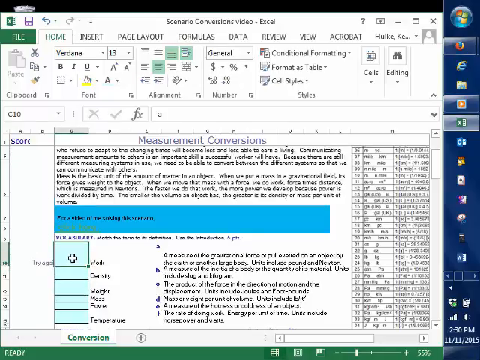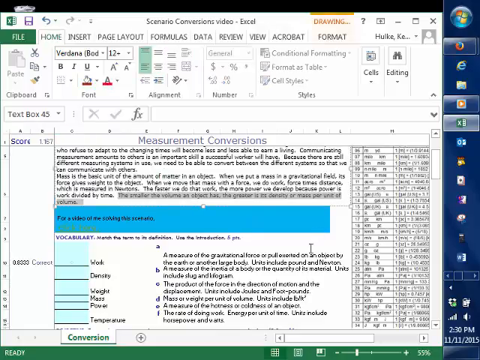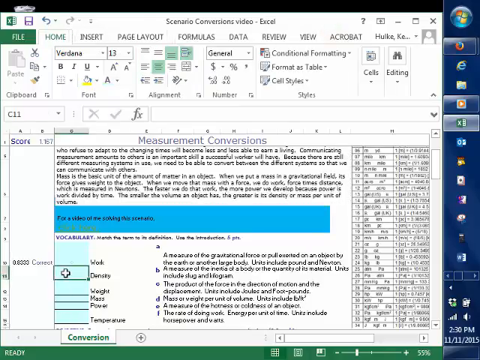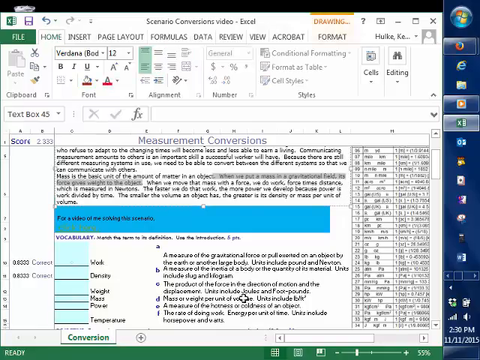Oops, what did I do wrong? Next. Density. Well, density, it says right here, the smaller volume an object has, the greater its density. Density is mass per unit of volume. Then weight, it says right here, when we put a mass in a gravitational field, it gives us the weight of the object.